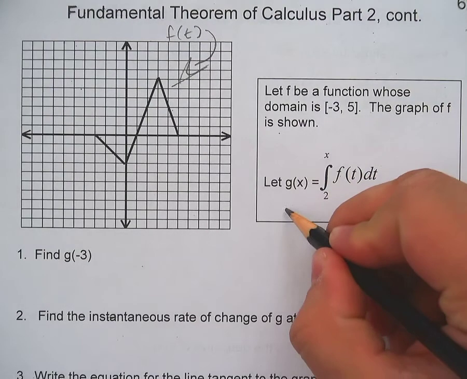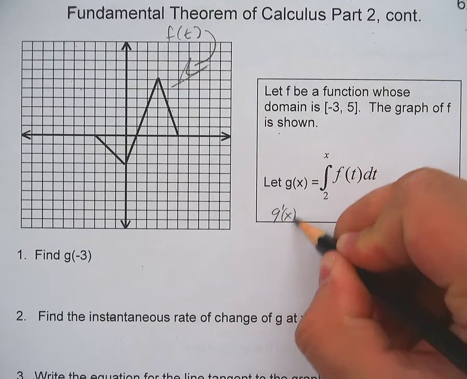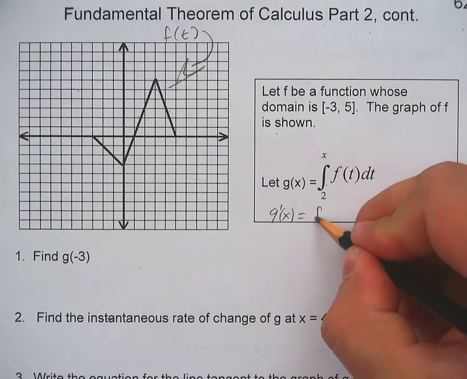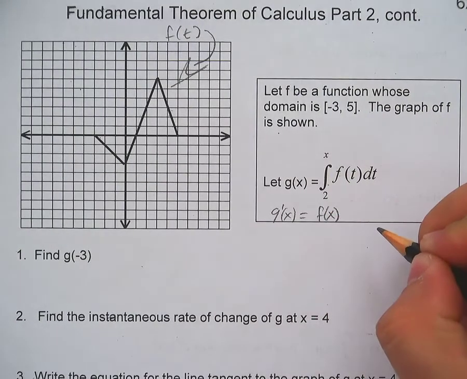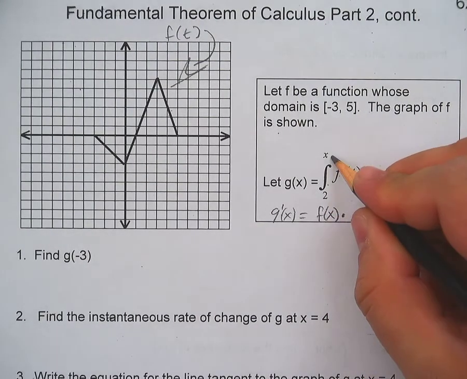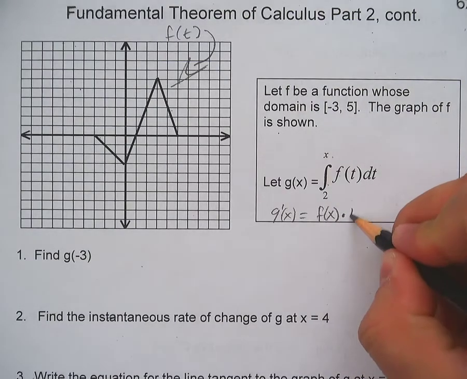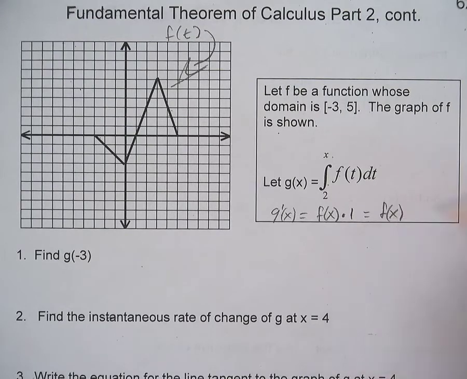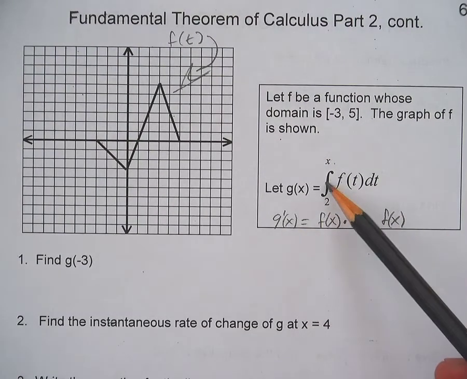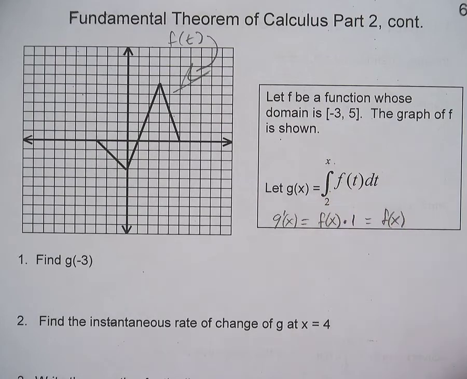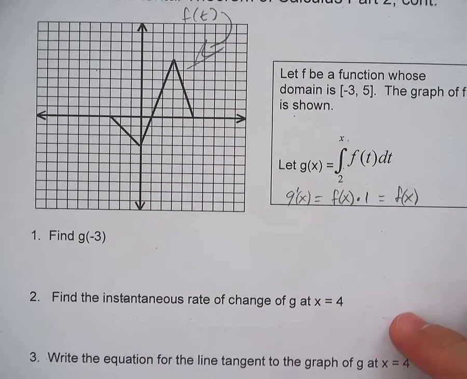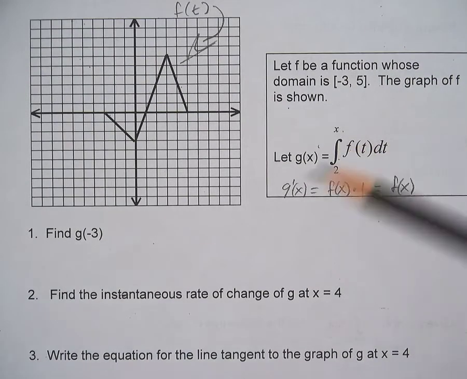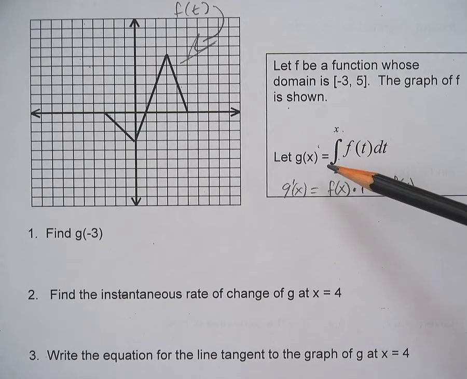What this means is that if you have g prime of x, if you take the derivative of the integral, you'll end up with f of x times the derivative of x. We learned this yesterday. That's 1, which is f of x. Fantastic. The derivative of the integral is a function. Now what that allows you to do is take something that's defined as an integral and evaluate it.